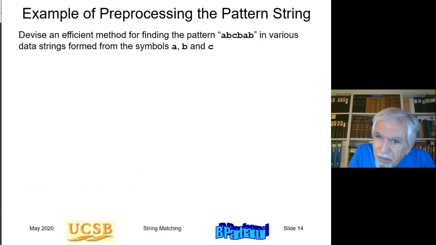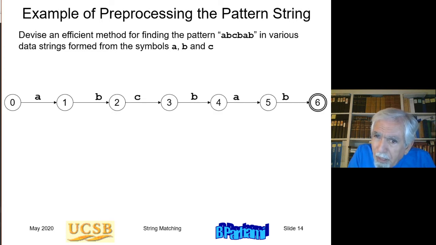So let me go into some details here. So, example of pre-processing the pattern string. I want to devise an efficient method for finding the pattern ABCBAB in various data strings that are formed from the symbols A, B, and C. So I'm sort of simplifying the problem. Instead of strings of English letters, I just take 3 letters A, B, and C. So I have various data strings that have A, B, and C in them. And then I'm interested in finding occurrences of ABCBAB in those strings.